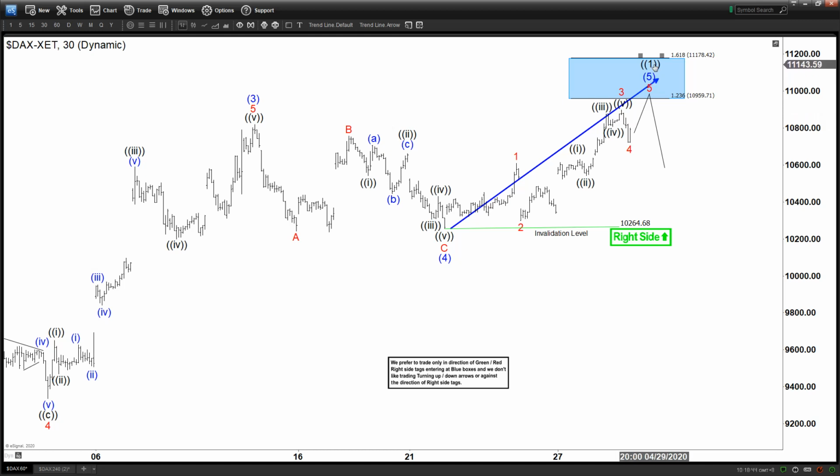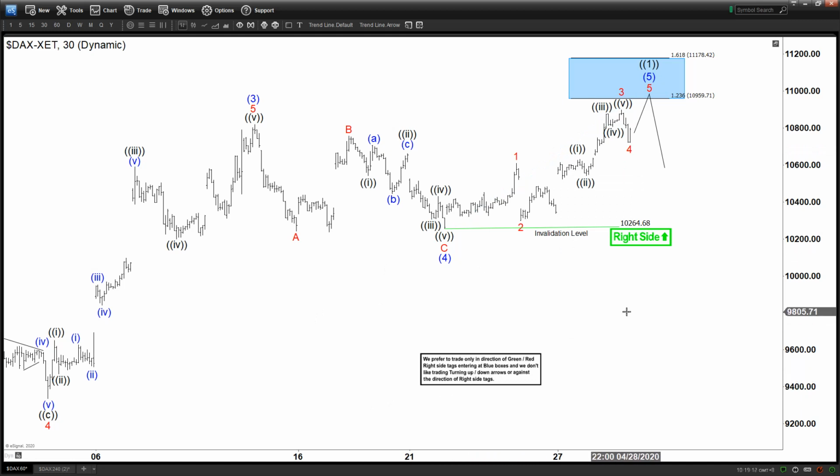Now these five waves can either end with A or with 1, right? Of course, because it is five waves, it can either end with 1 or with A, which doesn't really make any difference from the short-term point of view, because whether it is a 1 or A, that implies we're going to get another leg higher later on after the pullback here is finished.